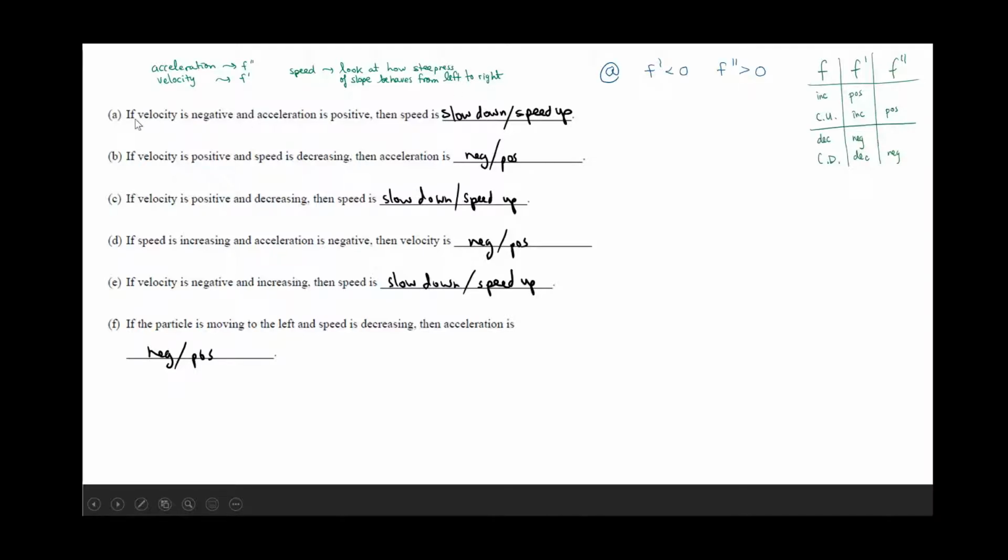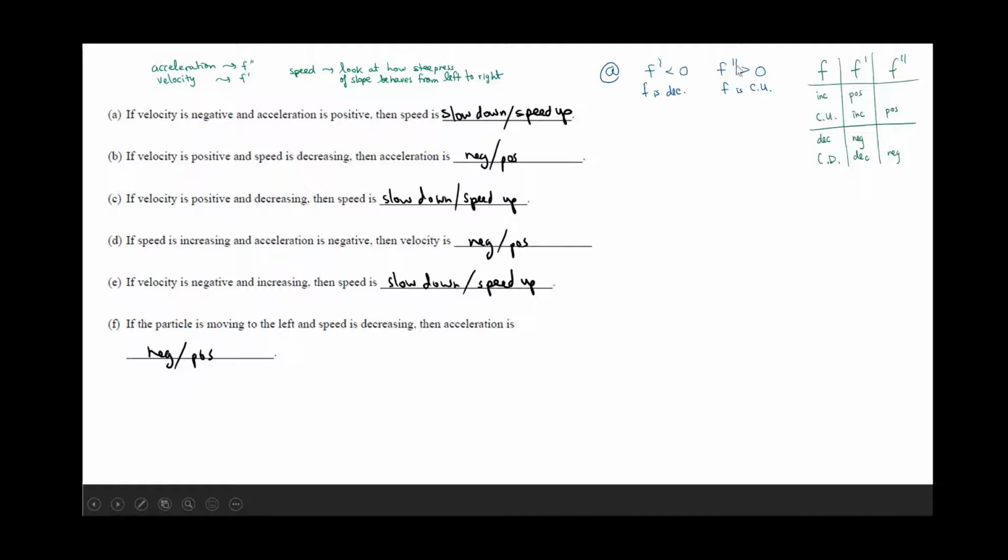So part A, if velocity is negative, so here's the derivative less than 0, and acceleration is positive, so second derivative is greater than 0, then we need to find out what's happening with the speed, whether it's slowing down or speeding up. So this first part tells you that the first derivative is negative. So first derivative being negative means the original function was decreasing. So that's what I wrote down.